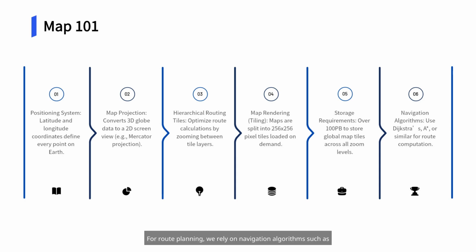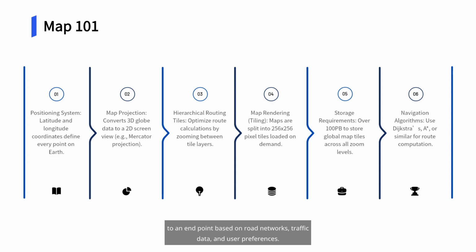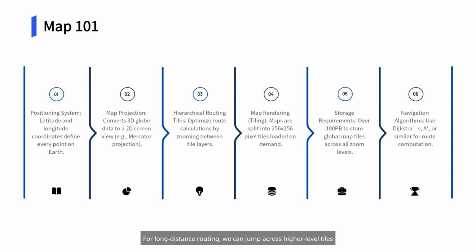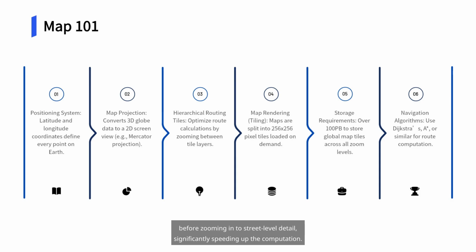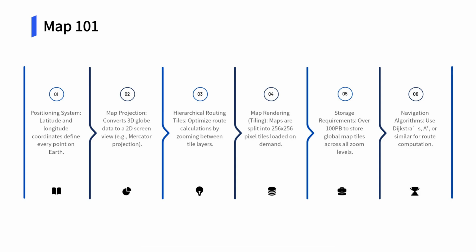Navigation algorithms. For route planning, we rely on navigation algorithms such as Dijkstra's or A*, which compute the most efficient path from a start to an endpoint based on road networks, traffic data, and user preferences. Hierarchical routing tiles. These are optimizations used in route computation. The idea is to split the world into a hierarchy of tiles, where each tile summarizes routing information at various levels of granularity. For long-distance routing, we can jump across higher-level tiles before zooming in to street-level detail, significantly speeding up the computation.